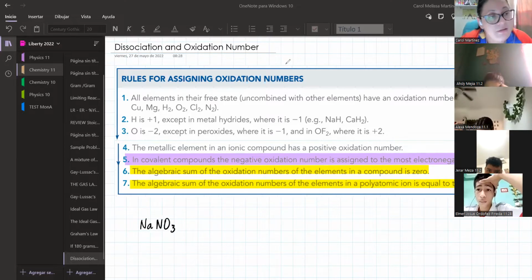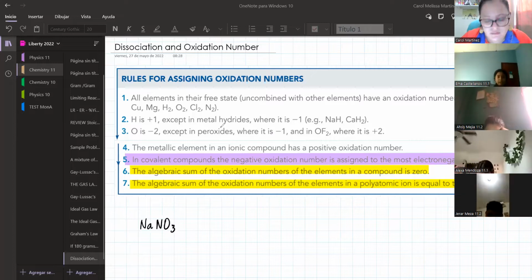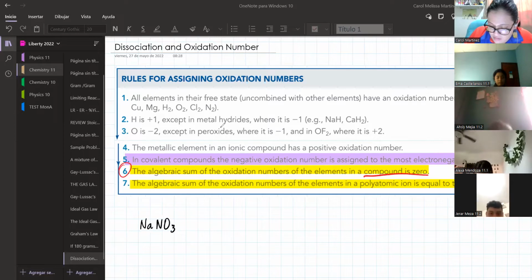The first thing you have to see is if this is a compound or an ion. What is this? A compound or ion? Compound. You see no charges, so it's a compound. That means the net charge of the entire compound will be equalized to 0, because you will apply rule 6. And rule 7 is that in the case of ions or polyatomic ions, you equalize to the charge of the ion.